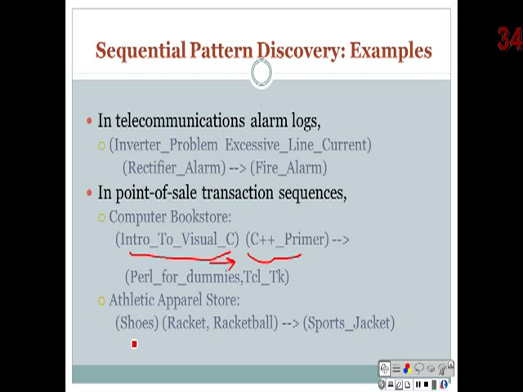Also an apparel store notices this kind of sequential pattern: shoes, racket, racquetball and sport. That gives us association rules saying that whoever purchases a sport jacket and those two items at the same time, most likely will be purchasing this one in the future. So this is some kind of sequential pattern.